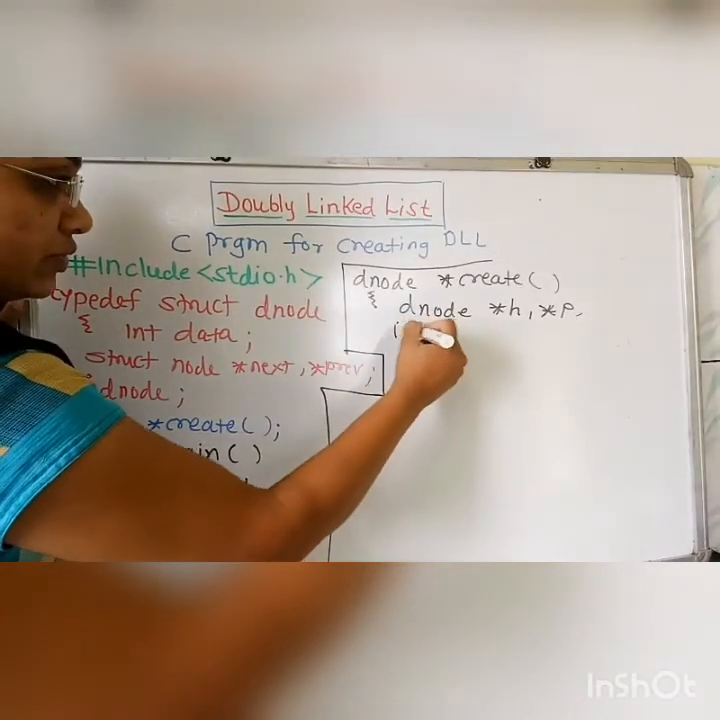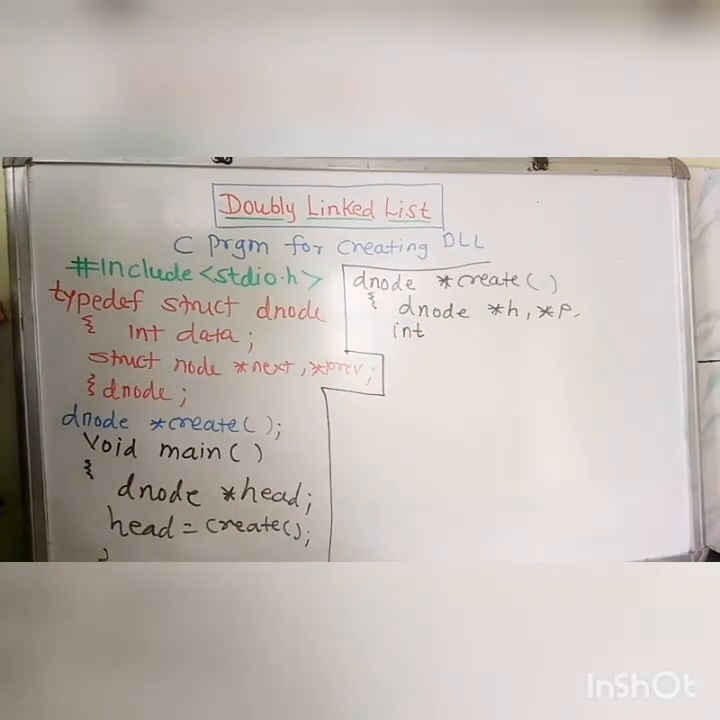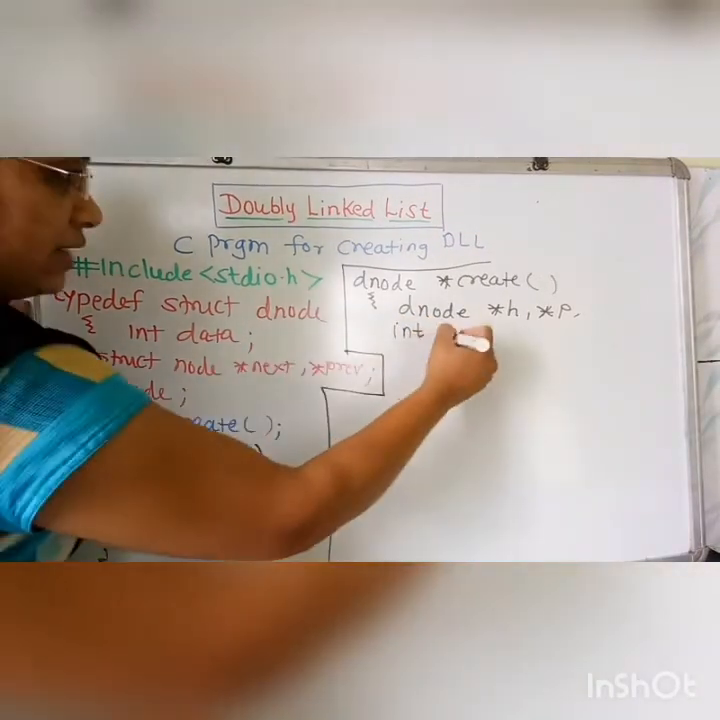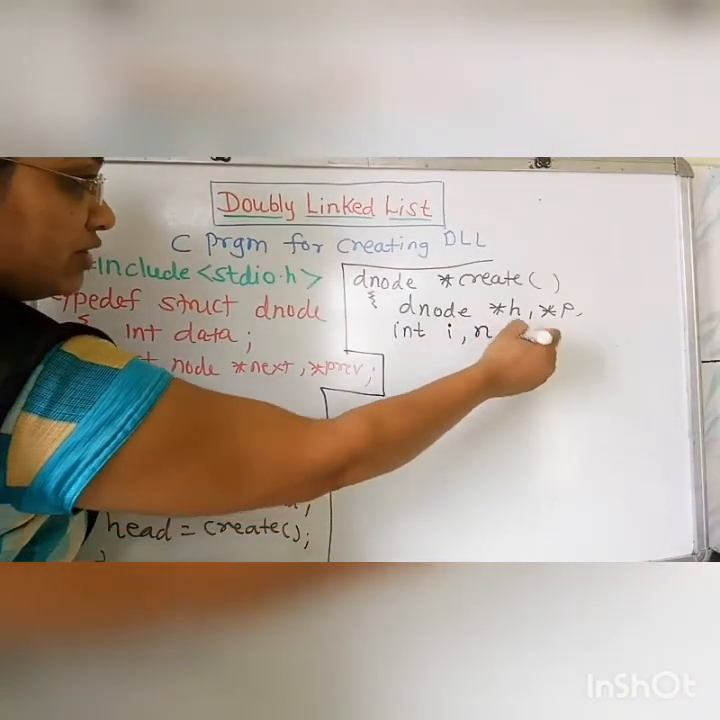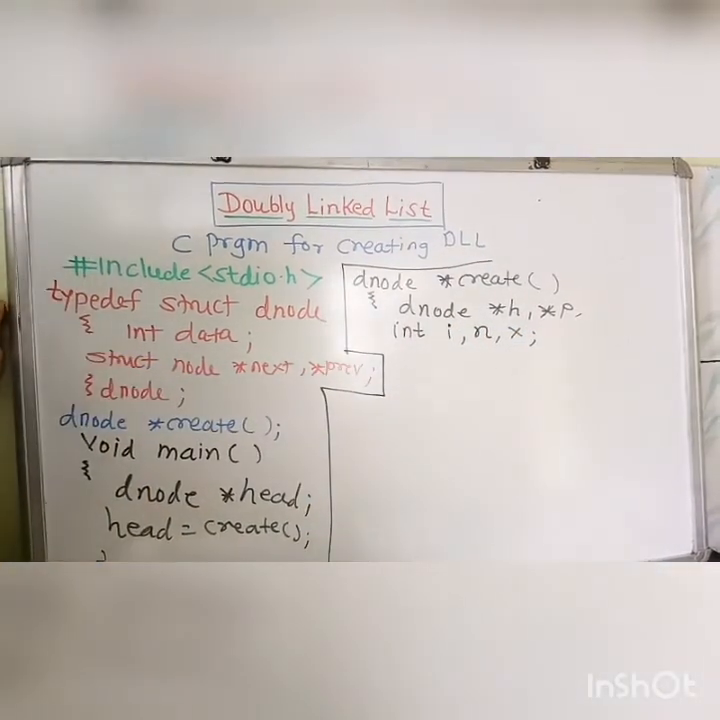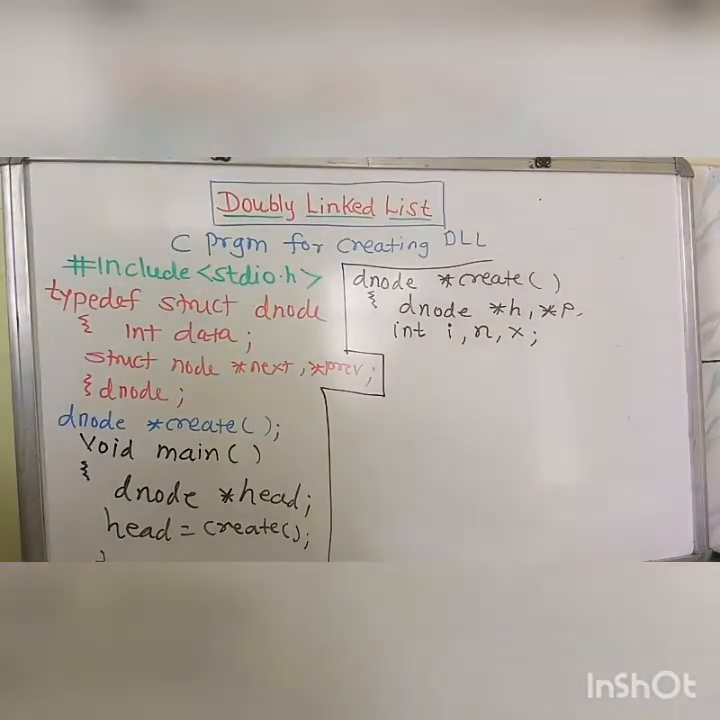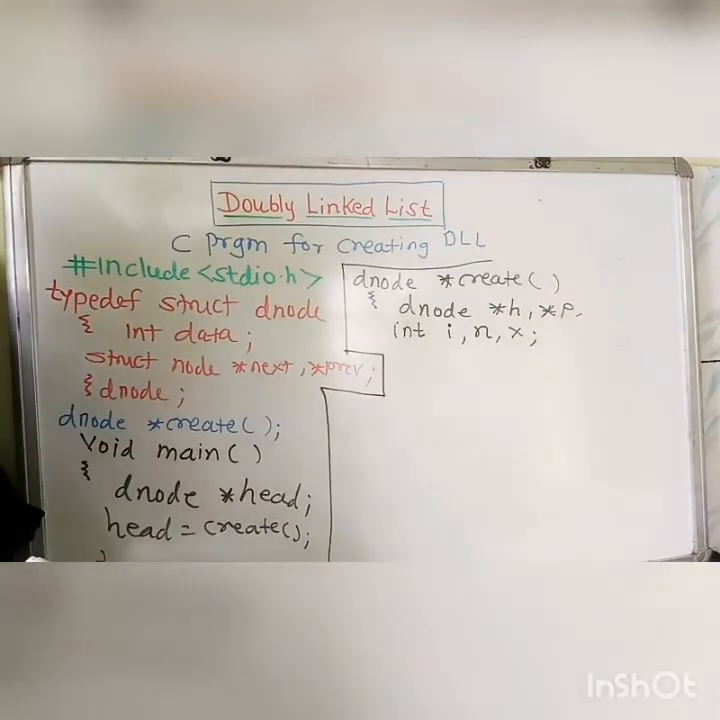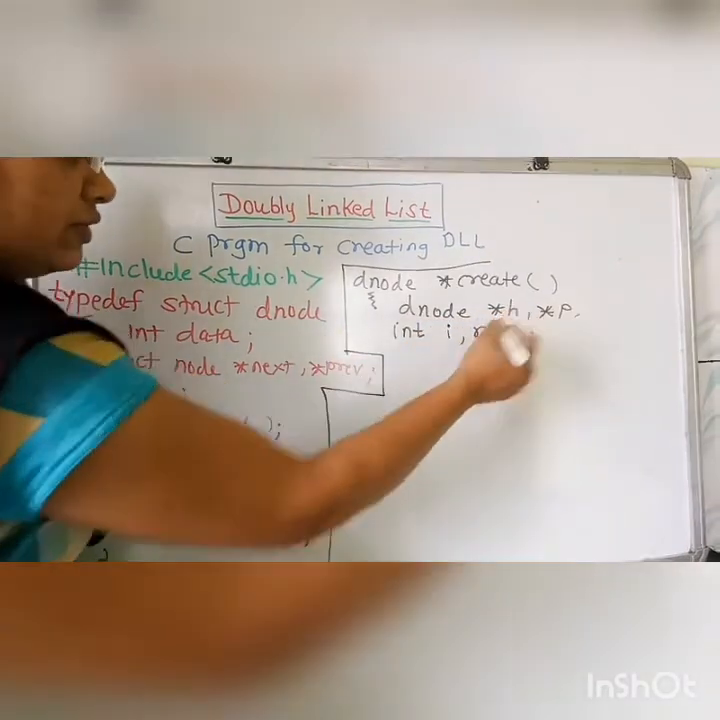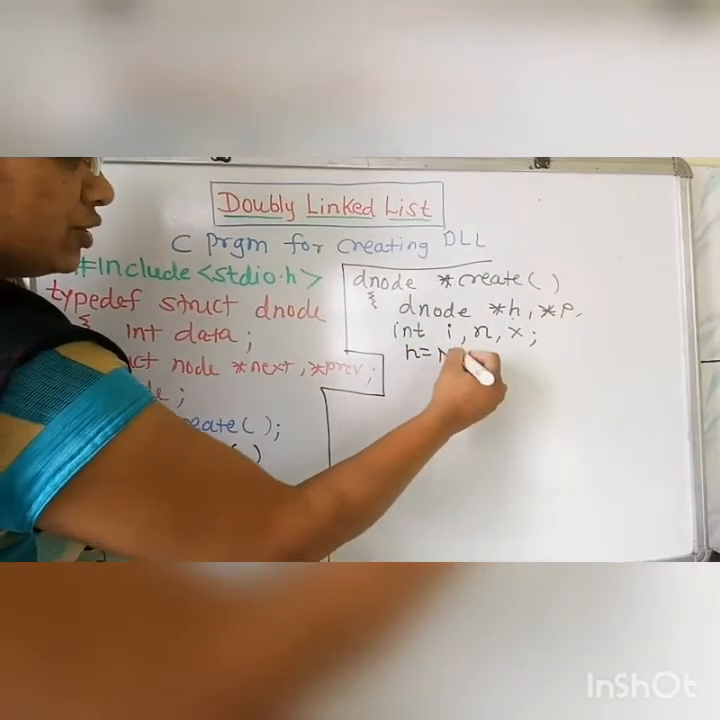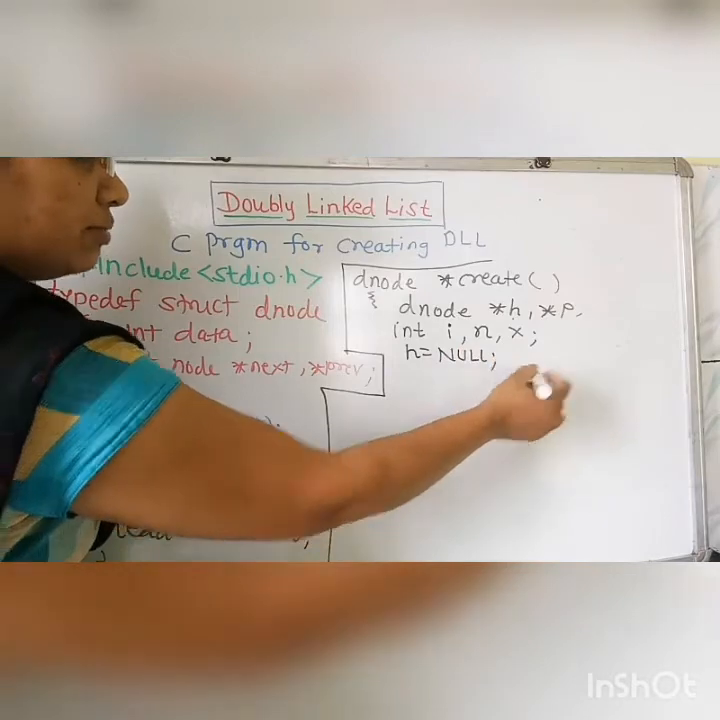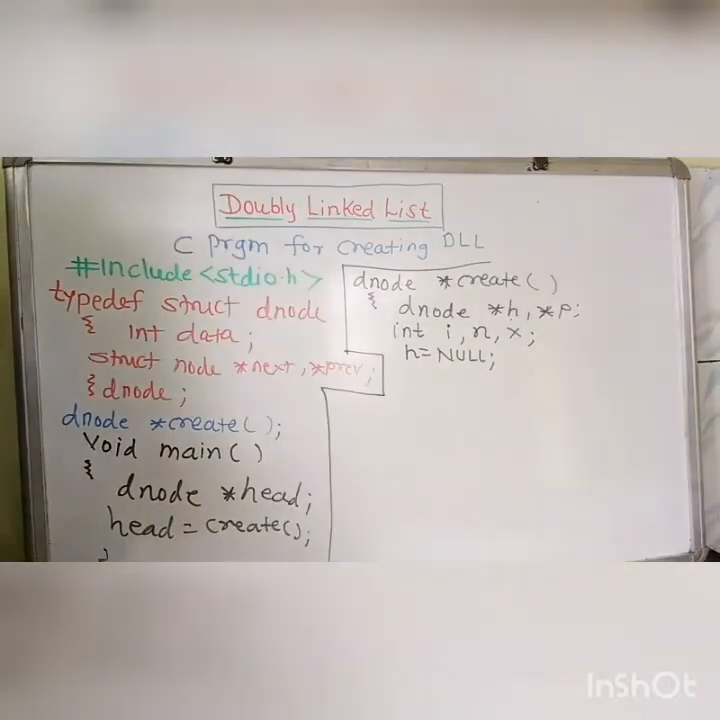So here we will take the i for the for loop, n for the number of elements, and x is for the data elements. This is all the same procedure as that of the singly linked list. Now, first of all, we will write h equals to null, means the first node will be a null node for avoiding the garbage collection.